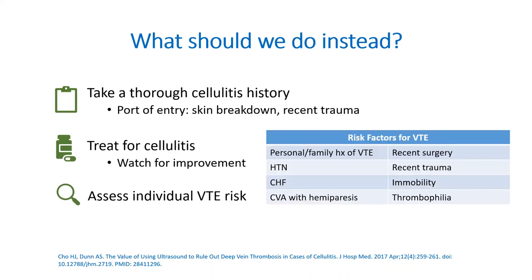So this is from the Things We Do for No Reason journal article series in the Journal of Hospital Medicine. They say that these are the actual risk factors for VTE. So recent surgery, immobility, personal or family history of venous thromboembolism, and then all these medical conditions here that could contribute to thrombophilia.